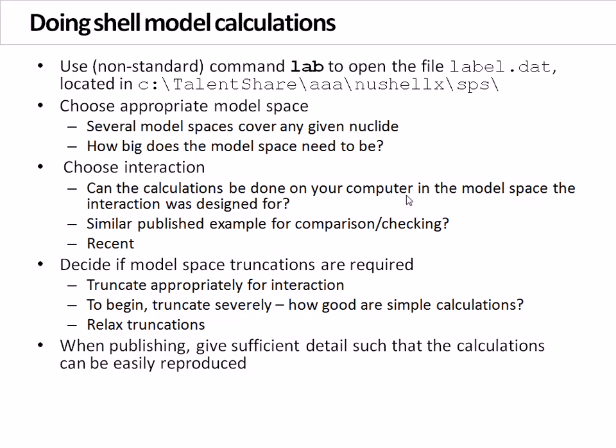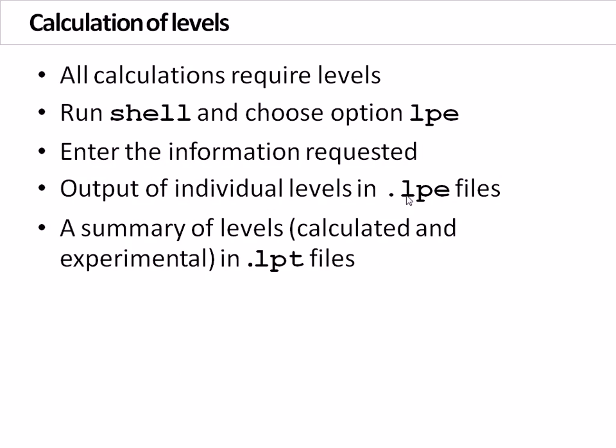When publishing results from a shell model calculation, it's really important to give sufficient detail that they can easily be reproduced, because I've spent quite a lot of time trying to reproduce some of these calculations and they haven't given a very crucial bit of information, like how they changed the interaction or something.